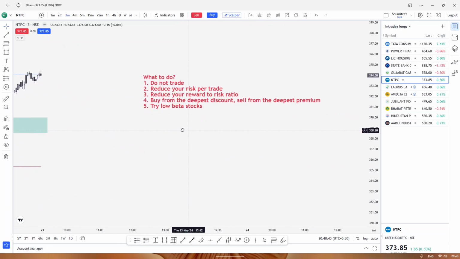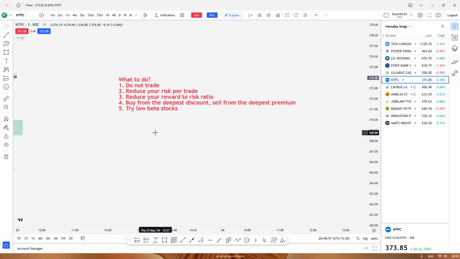So my suggestion, and this is a quick disclaimer, you don't have to agree with my suggestion or my understanding of the market. You can have your own understanding, which can be better than mine, but I am just sharing this based on my experience. So first of all, do not trade. I think this is the best solution in my opinion. Do not trade, so you do not lose money. That is the best thing you can do.